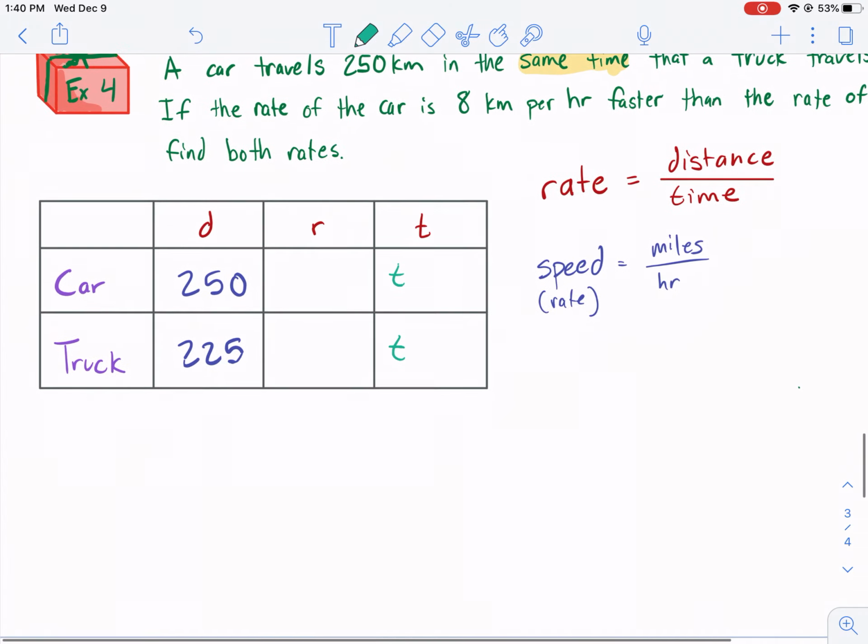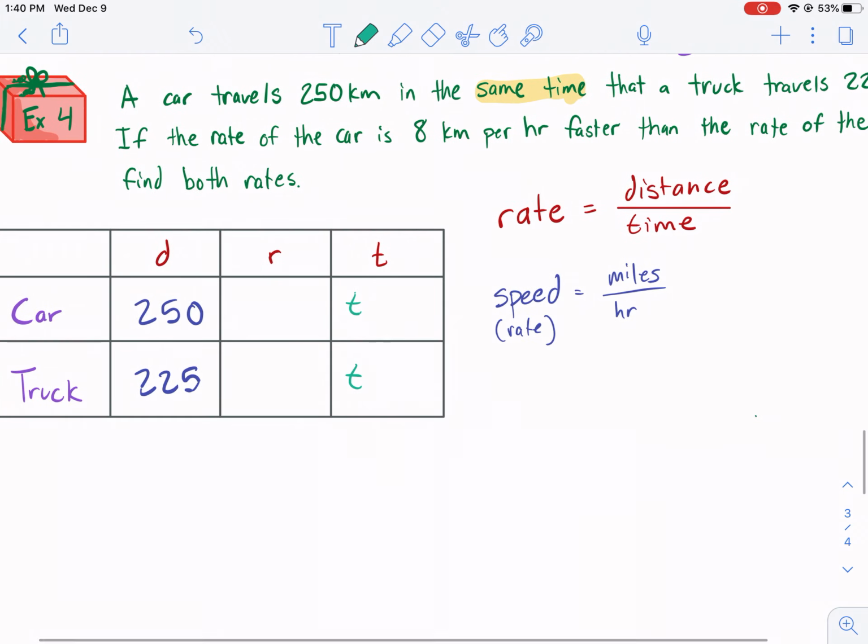If this car traveled for 1 hour, which would be crazy because it would be going 250 kilometers an hour, but whatever, if it traveled 1 hour, the truck traveled 1 hour. If the car traveled 2 hours, then the truck traveled 2 hours. So these have to be the same. So I'm just going to leave it as t for now.